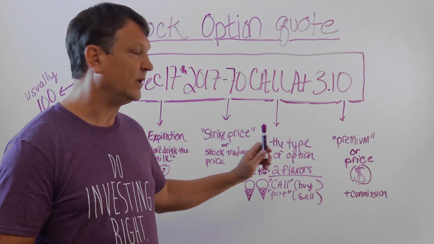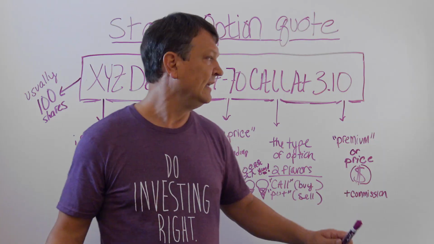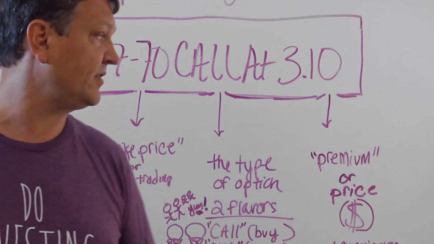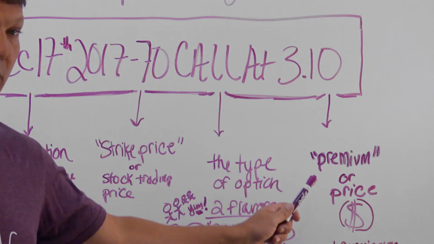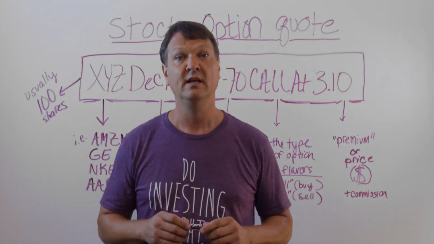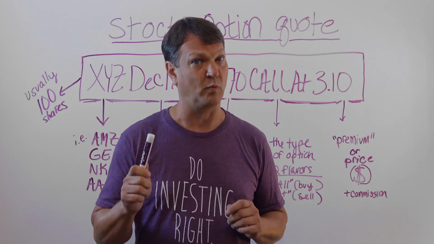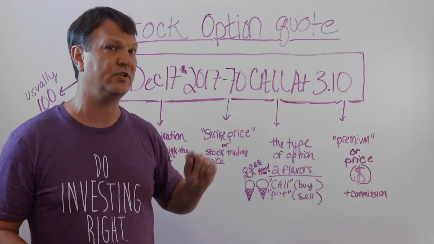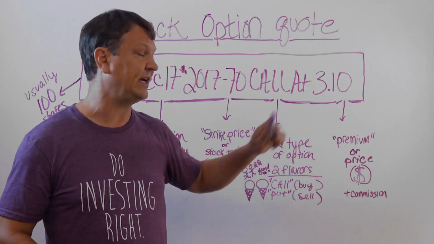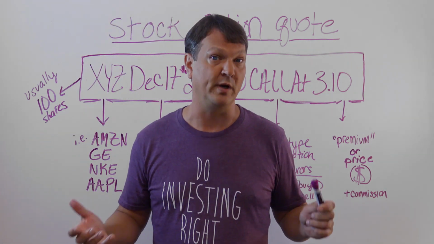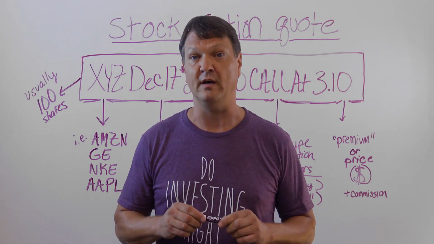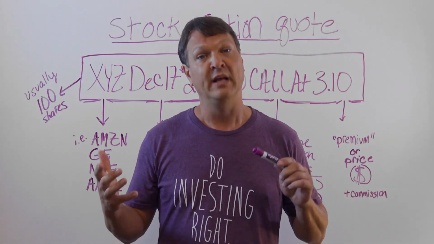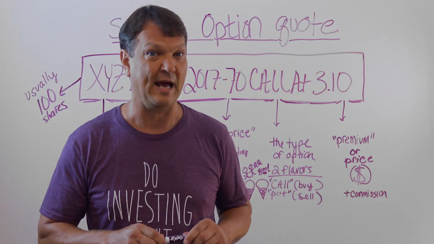So lastly, we get to the most important part of the quote, the actual cost to buy the contract. In the options world, that cost is often referred to as the premium of the option contract. Now we know this option contract represents 100 shares, and this quote is priced on that 100 shares. That means that if we see $3.10, we need to multiply it by 100 to get the total cost of the option contract. And in this instance, it would be $310, and don't forget commissions whenever you're trading options.